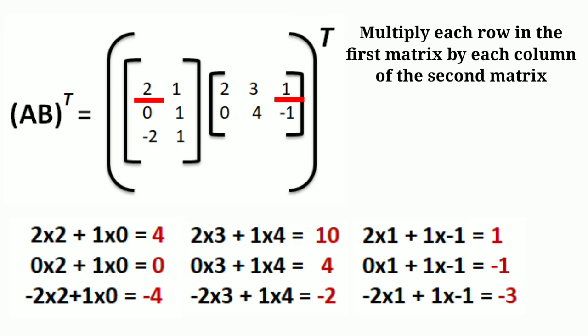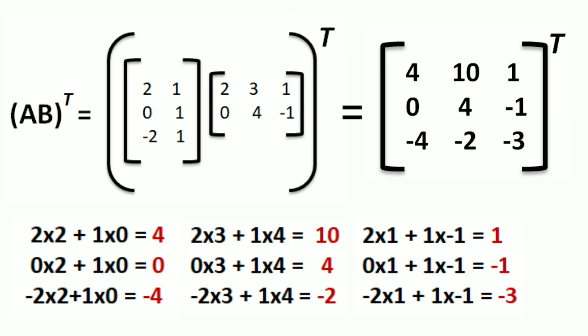And last, 2 times 1 plus 1 times negative 1 is equal to 1. 0 times 1 plus 1 times negative 1 is equal to negative 1. And negative 2 times 1 plus 1 times negative 1 is equal to negative 3. So after this, we can now say AB is equal to 4, 10, 1 as the first row, and 0, 4, negative 1 as the second row, and negative 4, negative 2, negative 3 as the last row.